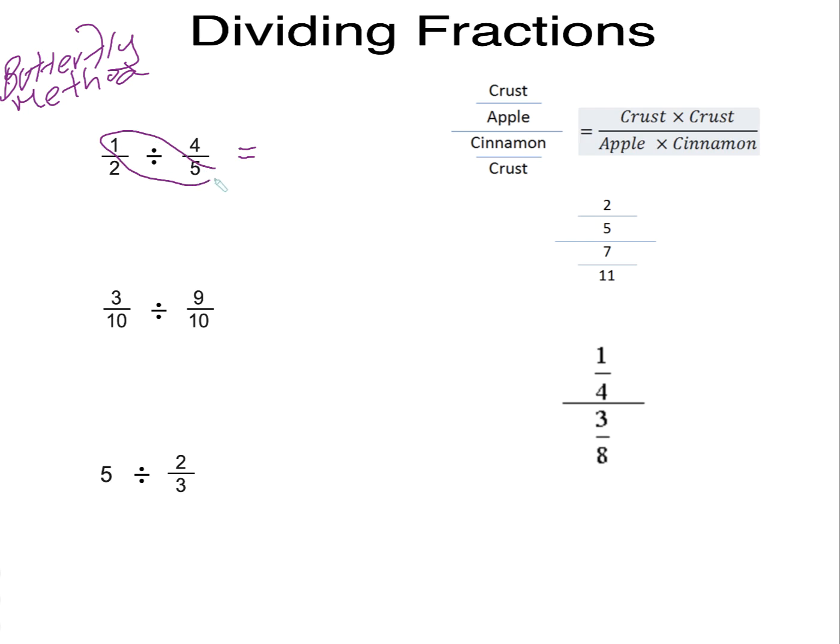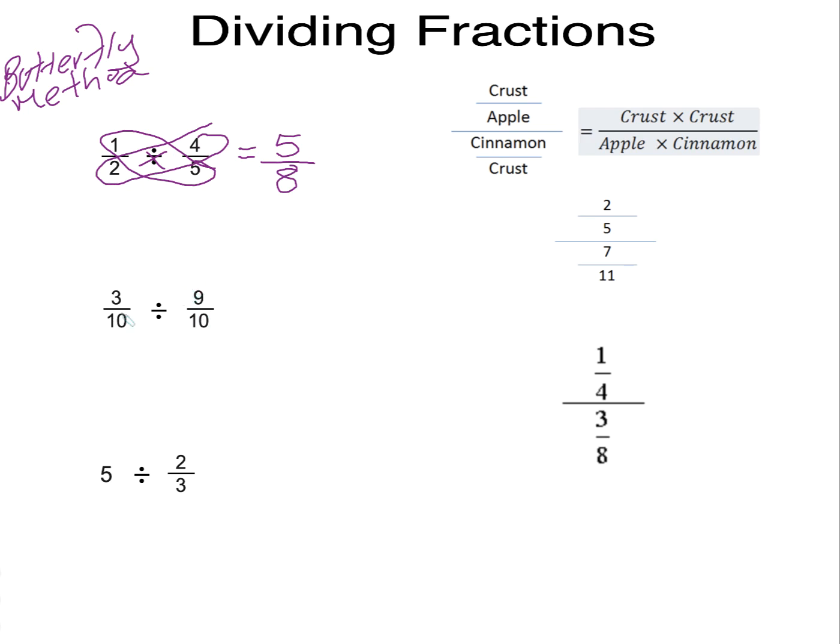So here we're going to multiply. 1 times 5 is 5 over, and then over here we're going to multiply. 4 times 2 is 8. And my answer is 5 over 8. I am finished. Wasn't that wonderful?